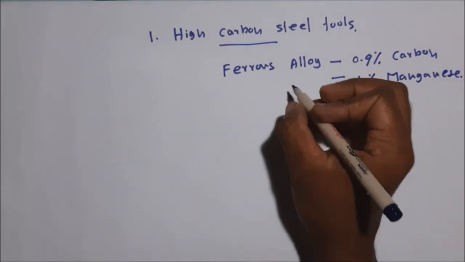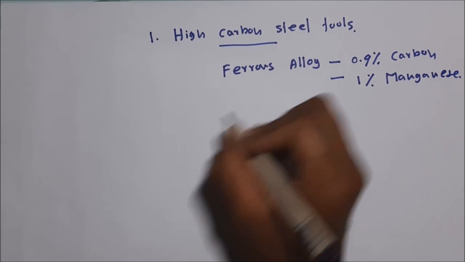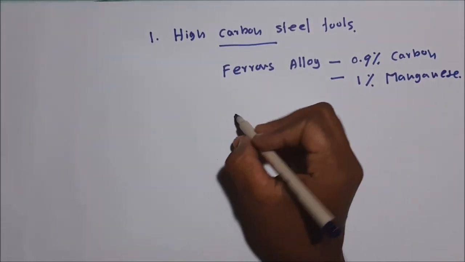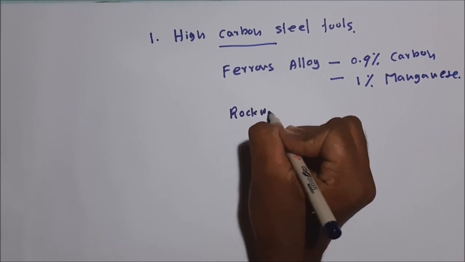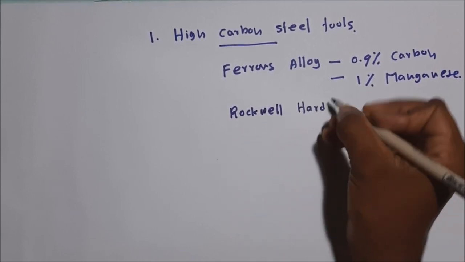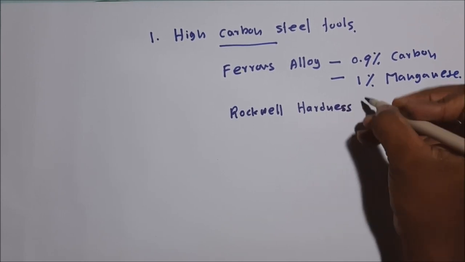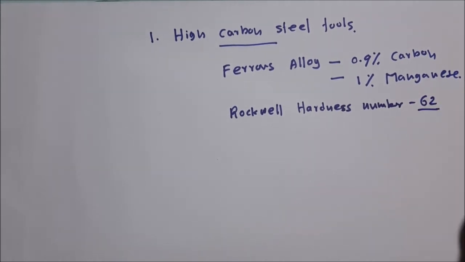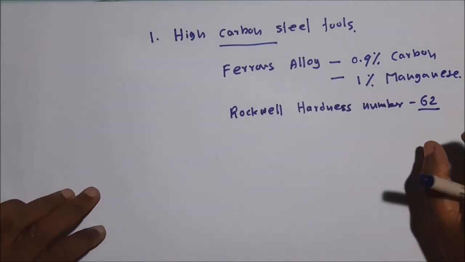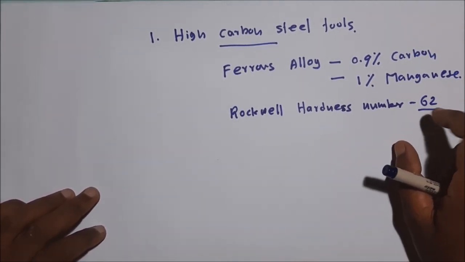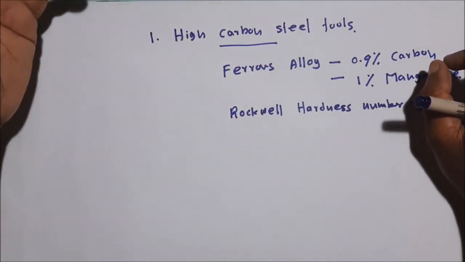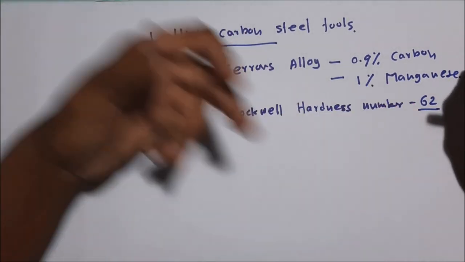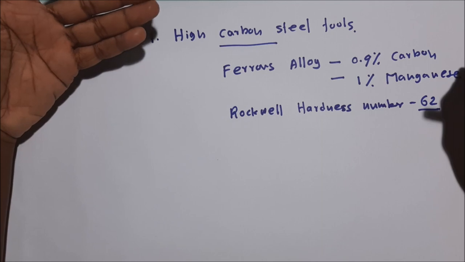The Rockwell hardness number is around 62. The material can give a Rockwell hardness number of around 62. The high carbon tool is a ferrous alloy, 0.9% carbon, 1% manganese. The material can give around 62 hardness number, and it can give higher toughness.